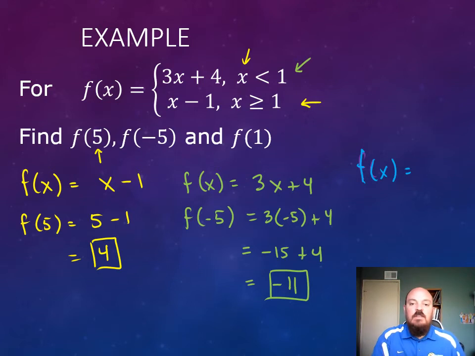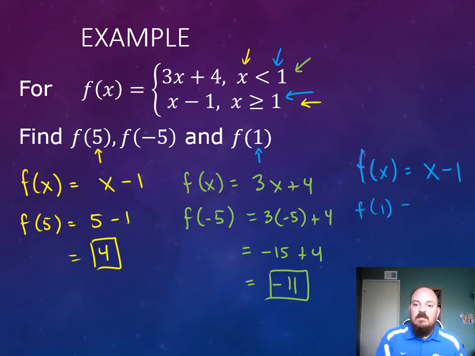Now for this one, the number is 1. Now remember, my choices are, is 1 greater than 1? No. Is 1 less than or equal to 1? Yes. So that has the or equal to. 1 is equal to 1, so I'm going to use the bottom equation for this one, the x minus 1. And then I'm going to plug in 1 for x. 1 minus 1 is 0 for my final answer.